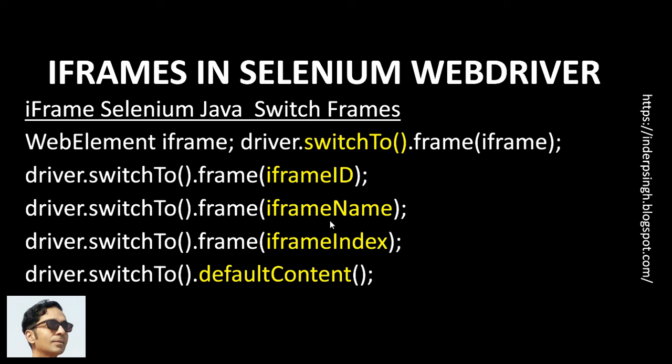The third method in Selenium Java is to give the iframe name. If the iframe name is available, you give the iframe name in the frame method as the argument. And the fourth method is to give the iframe index. If the iframe ID or iframe name is not available, you can give the iframe index.